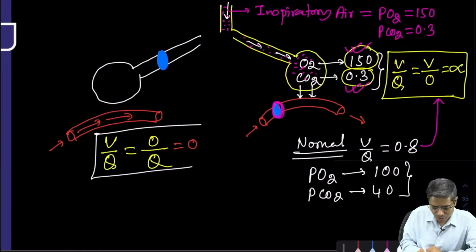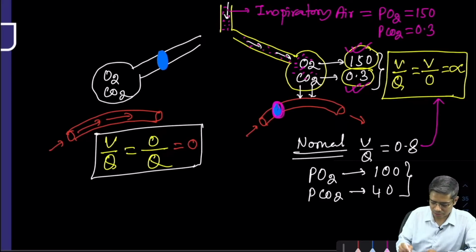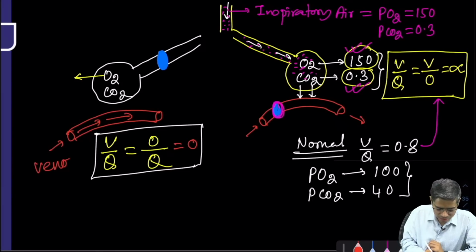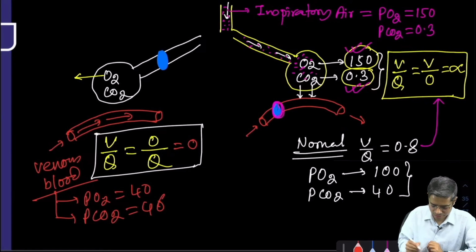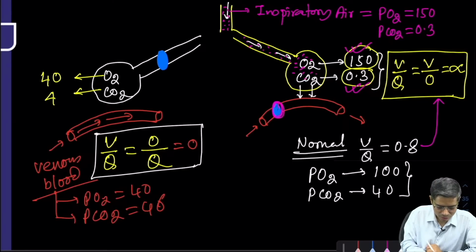So, when the VQ ratio is 0, what will be the composition of this alveolar oxygen and carbon dioxide? Please remember, there is an explanation for this. It will be the same as the venous blood composition. The blood which is reaching here at the level of the pulmonary capillary is the venous blood. In venous blood, partial pressure of oxygen is 40 and partial pressure of carbon dioxide is 46, or 45, whatever, according to Guyton 45. So, I can understand that the alveolar gas composition will be the same, that is the partial pressure of oxygen will be 40 and partial pressure of carbon dioxide will be 46.